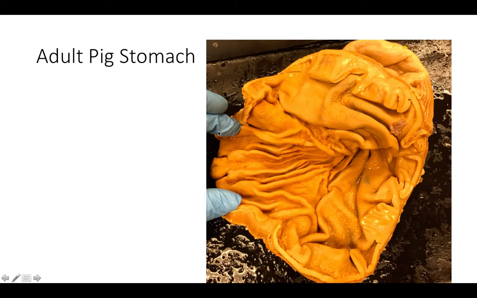If you open up the stomach, you can see all of the rugae, or these folds, very clearly. These are the ones that flatten out as the stomach fills with food. And over here is the pyloric sphincter. You can see the thickness of this musculature as you get to the sphincter.